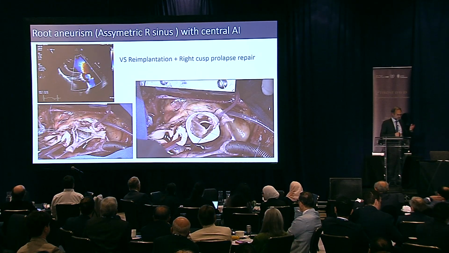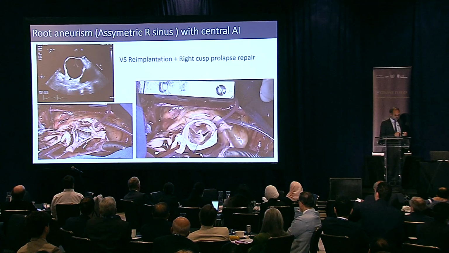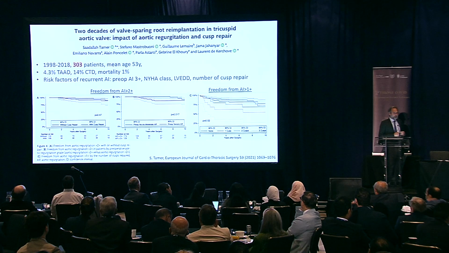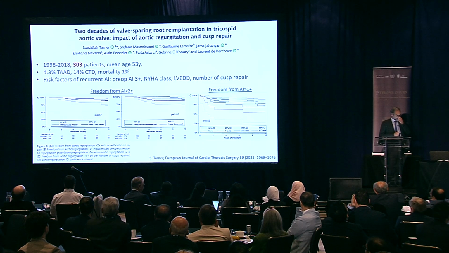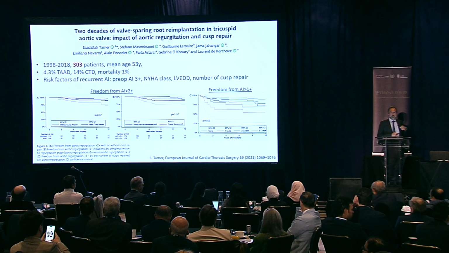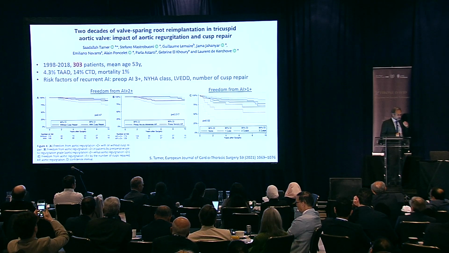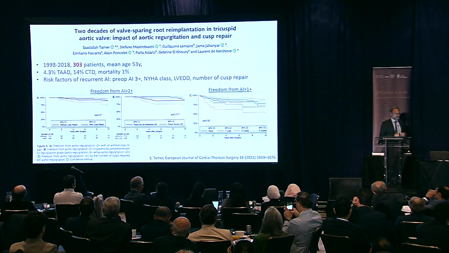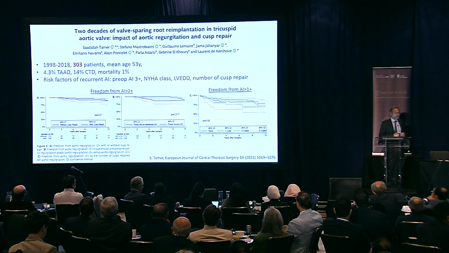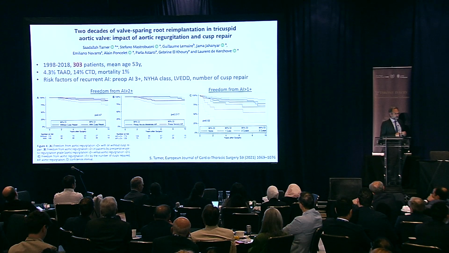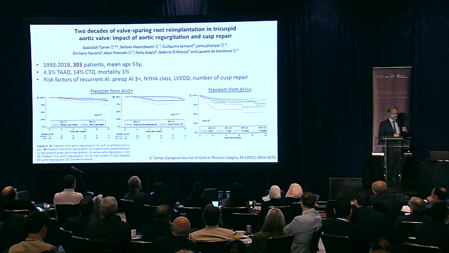And then you perform like in the 2 previous videos. Now we will look at the effect of cusp repair on our experience. This was published 3-4 years ago, 300 valve sparing for tri-leaflet valve repair. And cusp prolapse was not a predictor of recurrent AI. Severity of preoperative AI has much more impact on recurrence of AI, and also the number of cusp repair.